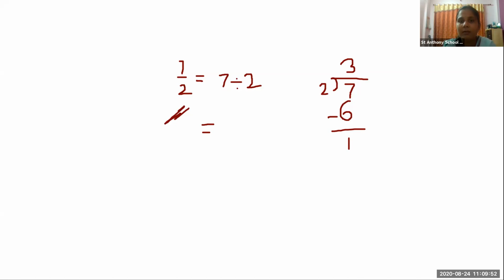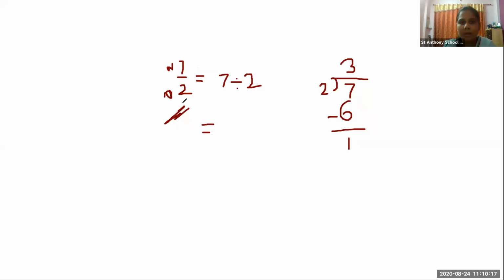Okay. And 2 is the denominator. Correct. 7 is the numerator. The upper part is known as numerator. Lower part is known as denominator. And if numerator is bigger than denominator, then it is known as improper fraction. So we have to convert this improper fraction into a mixed fraction, right?